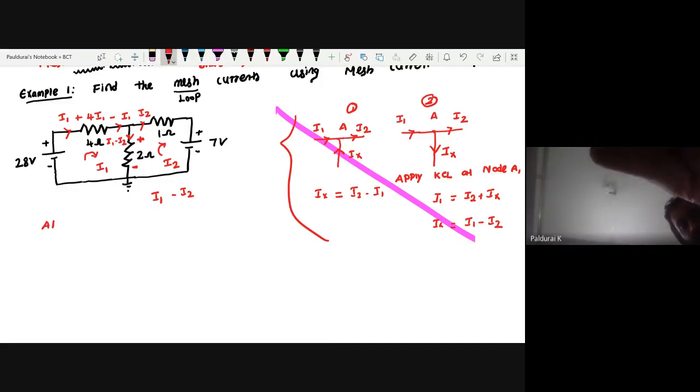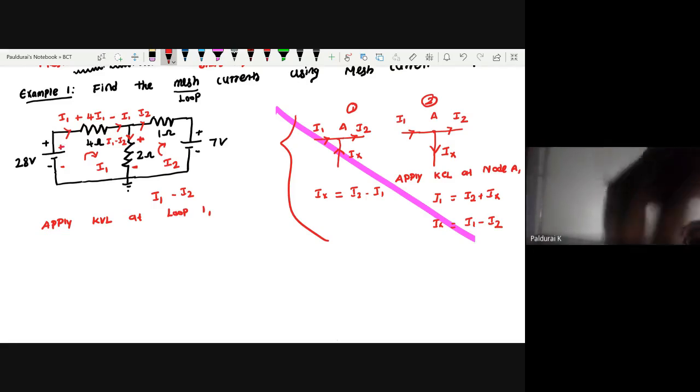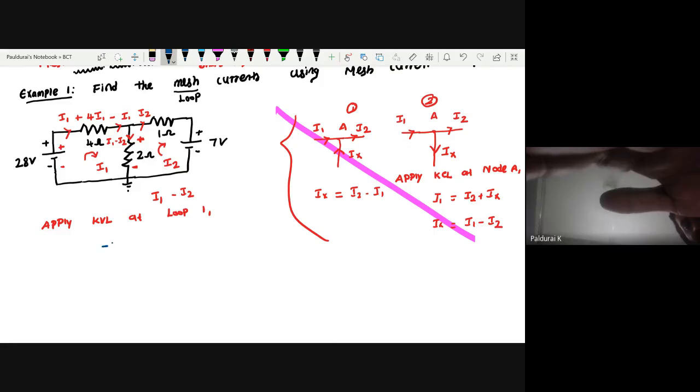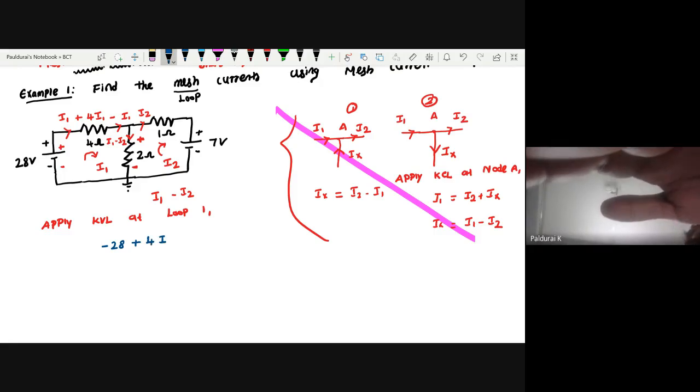So here I am writing apply KVL at loop 1. Okay, நம்ம ஓல்டு மெத்தட் தான், இப்ப KVL தான். இங்க என்ன இருக்கு? -2 பிளஸ். So is it -28 or +28? -2 plus 28. So -28. Okay, plus what is the voltage drop across 4 ohm? It is 4I1. It is plus or minus? Plus, because plus 2 minus.